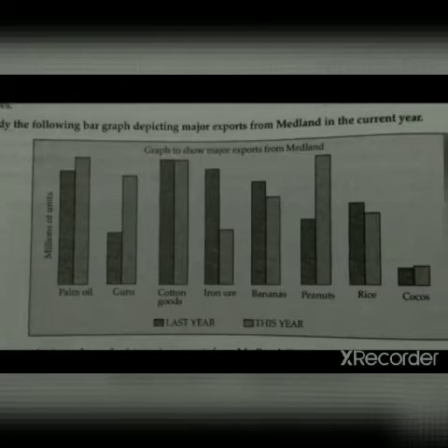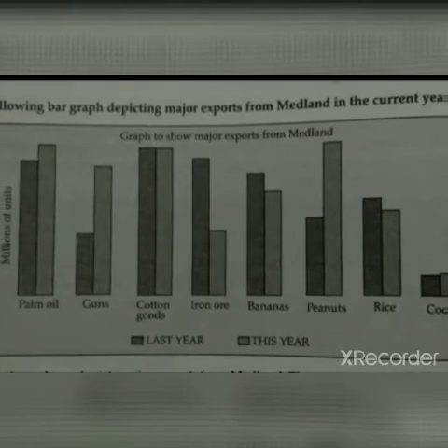From the height you compare the export during previous year and this year with the items. So let's see one by one how we can write. First to give the heading. What's heading? Major exports from Midland in the current year. So we can write this way. The bar graph given above depicts major exports from Midland. The export trends convey that Midland exported slightly less this year as compared to last year.